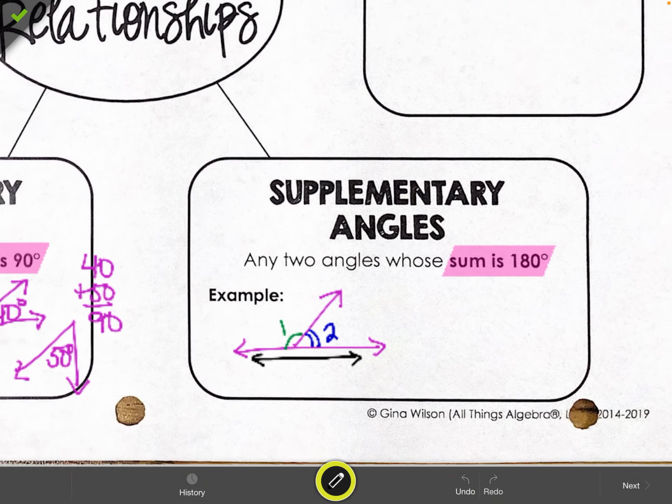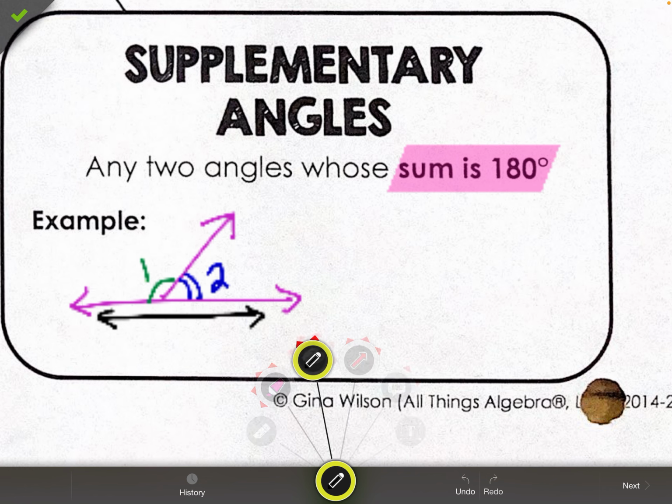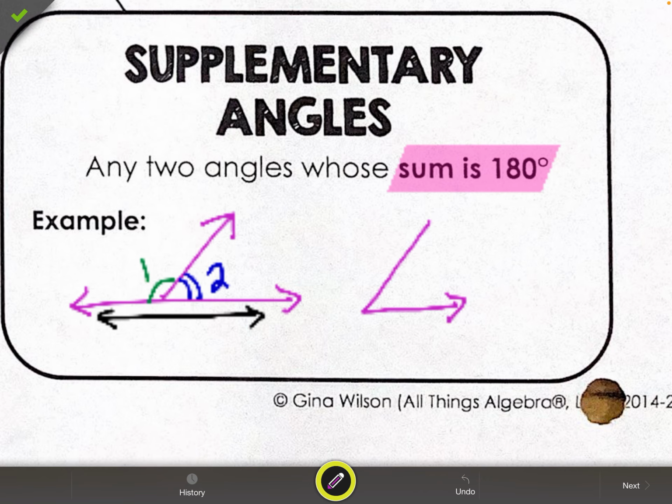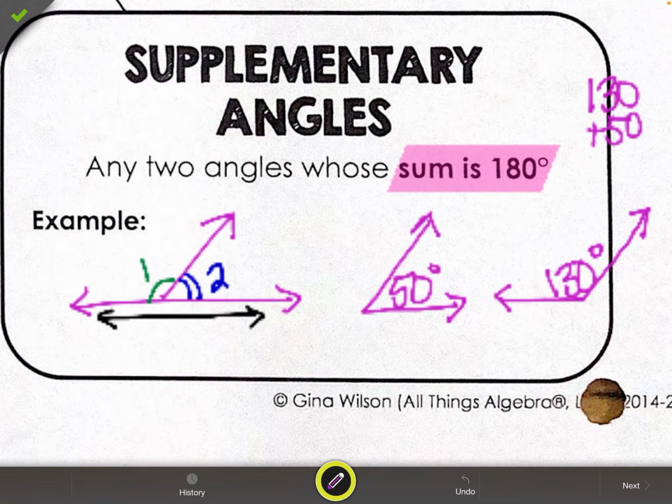Now, just like your complementary angles, you could also have them drawn as two separate angles. They don't have to be adjacent. So again, we could say this angle is 50, and then we have another angle hanging out over here. Let's say it's 130. So I could say, oh, 130 plus 50, there's the 180 degrees, so those would also be supplementary. So again, they can draw them one of two ways, but any two angles whose sum is 180, you would call them supplementary.